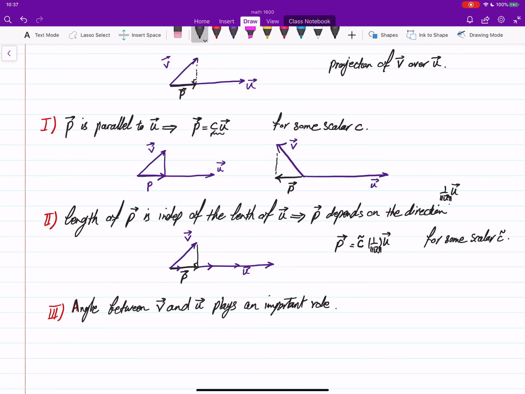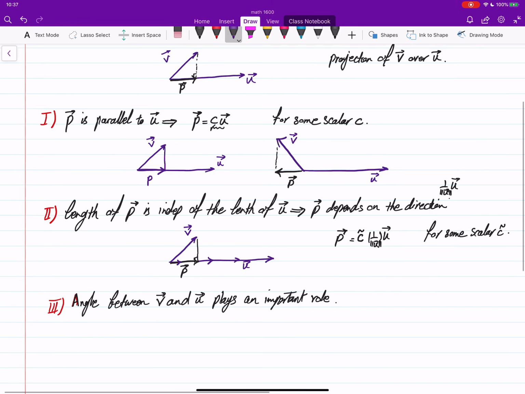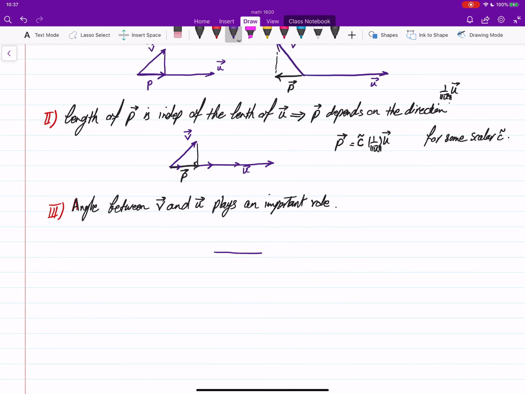Why? Well, look at this example here. I have U, then V is this. I switch it to this one, same length but different angles. Switch it to this one, switch it to this one. Each one, only the angle changes.